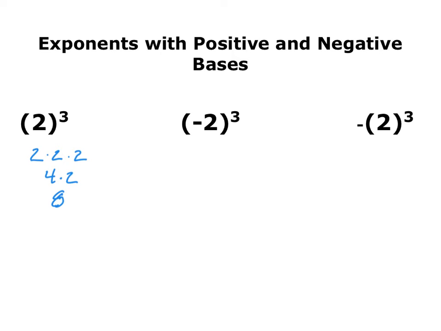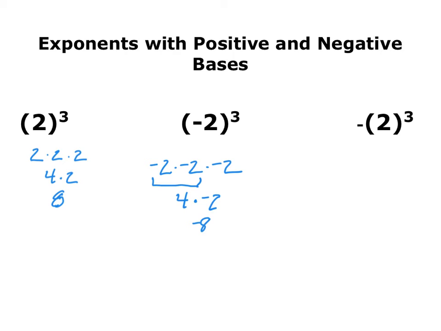Now in the second one, I have a negative 2 as my base, and I'm going to multiply it by itself 3 times. So this would be negative 2 times negative 2 times negative 2. So if I multiply negative 2 times negative 2, I get a positive 4. And now I have positive 4 times negative 2, which would be a negative 8.